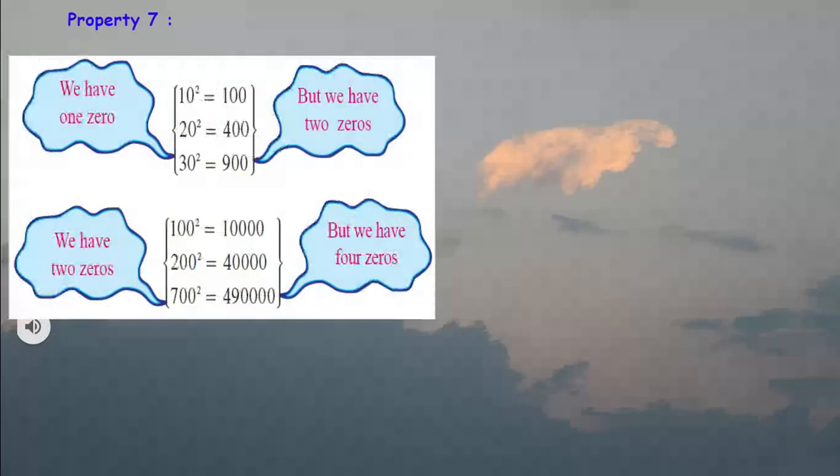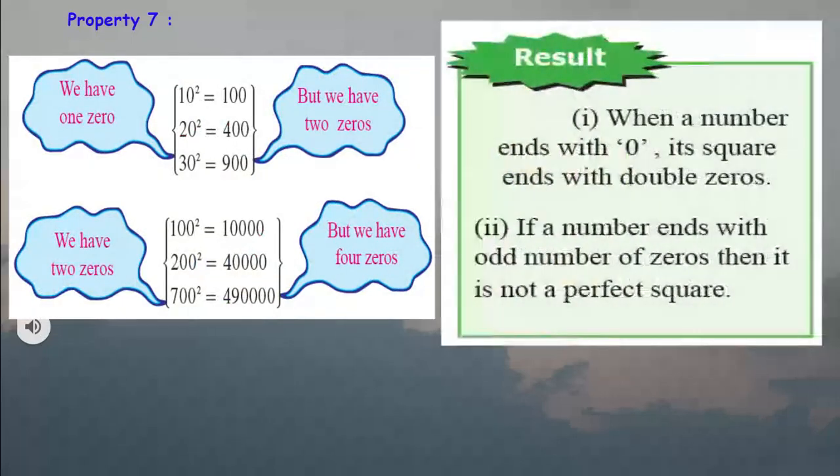So what is the result? When a number ends with a single 0, its square ends with double zeros. If it is double zero, then the square ends with 4 zeros. Or if a number ends with an odd number of zeros, then it is not a perfect square. Clear?